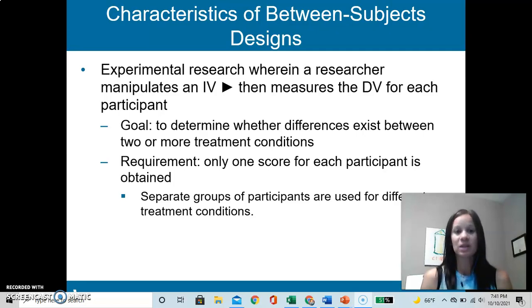to see how the independent variable impacts the dependent variable. Then they measure the dependent variable for every single participant. In an experiment, basically what we're trying to determine is the cause and effect relationship, to determine whether differences exist between the different conditions of the IV.